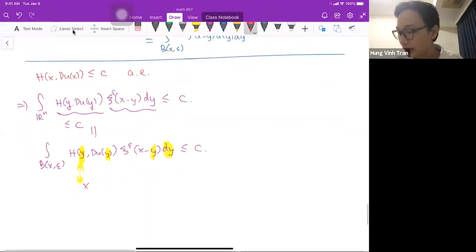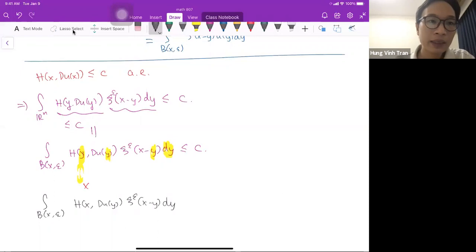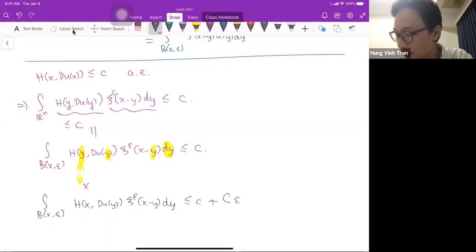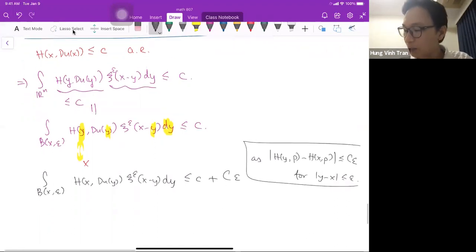So what's the cost I have to pay? If I fix it to be x, epsilon h of x du_y c epsilon of x minus y dy, right? Well, because x and y are close to each other, they are nearby of order epsilon, right? So the cost I have to pay is just nothing but less than or equal to c plus c times epsilon, as you know, h of y p minus h of x p, p is bounded. It's less than or equal to c epsilon for y minus x less than or equal to epsilon, right? Okay. So you see that I'm paying a certain price, but I can have the cost of having x fixed. Okay, then I'm more or less done now.